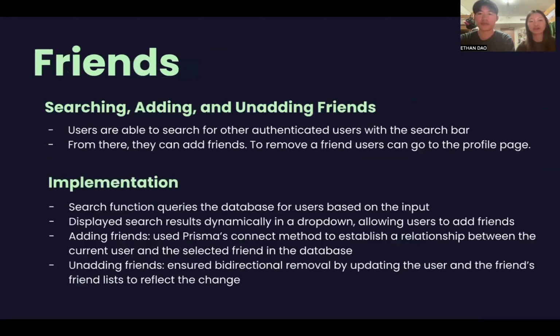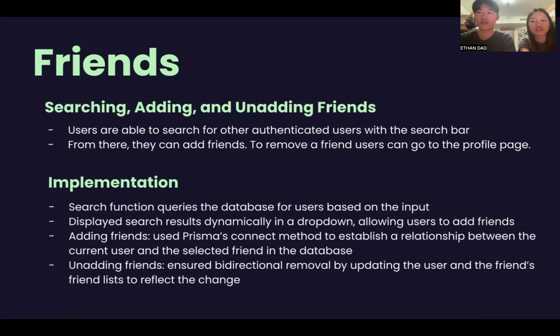And then our fourth feature is implementing friends, which is searching for friends, adding, as well as unadding friends. Users are able to search for other authenticated users within our web app using the search bar at the top. And then from there, they are able to add a friend. If they would like to remove a friend, they can go back to their profile page to do so.